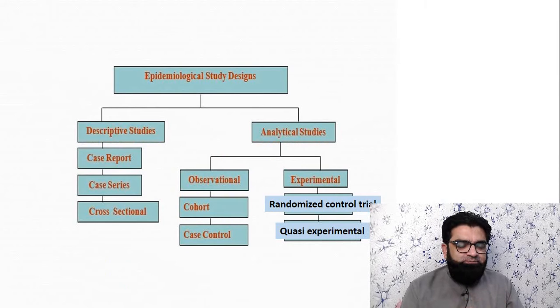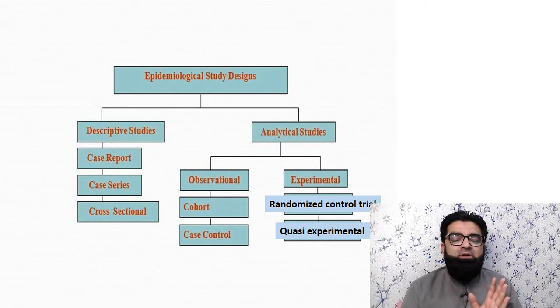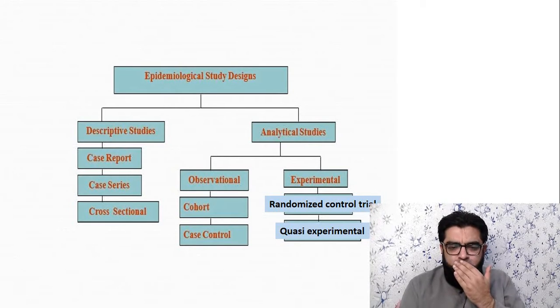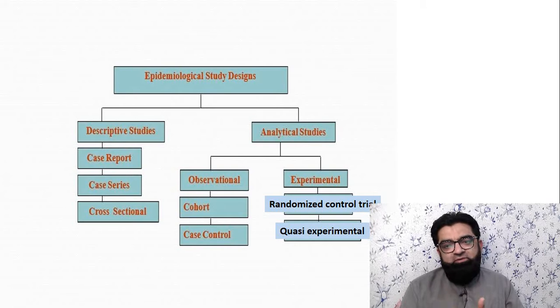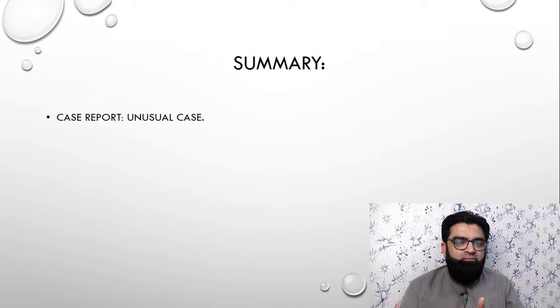So just to recap, descriptive studies are just a description of the data. Analytical studies are observational. They are observational as there is no intervention, but there is some analysis going on in terms of relative risk or odds ratio. That's why they are analytical and observational. And analytical experimental means the analysis is being done, but there is some intervention as well.